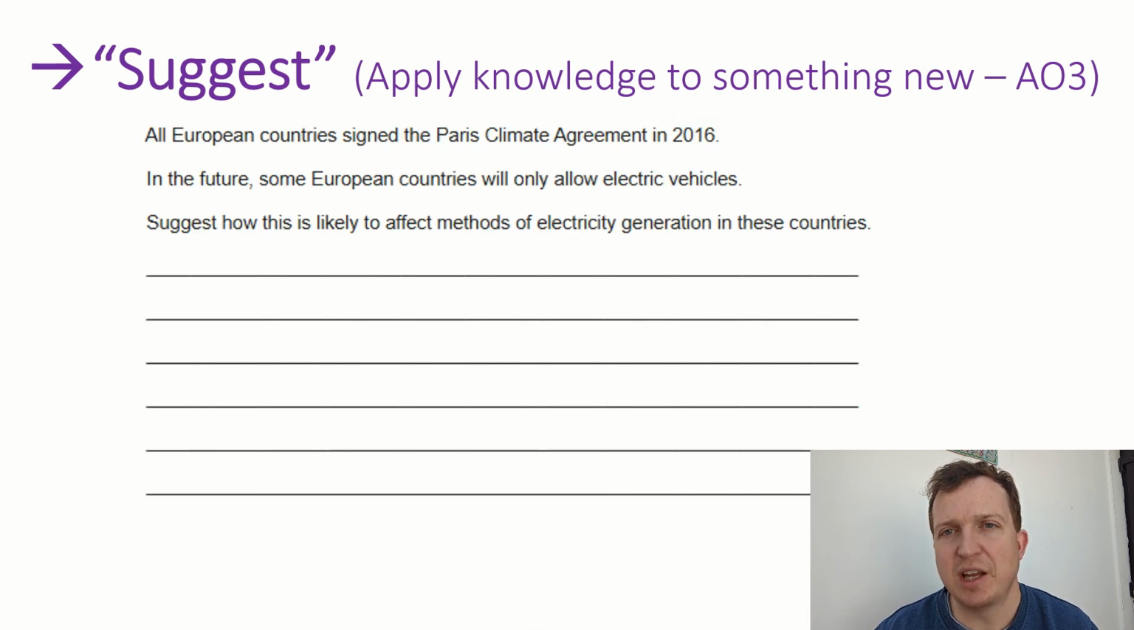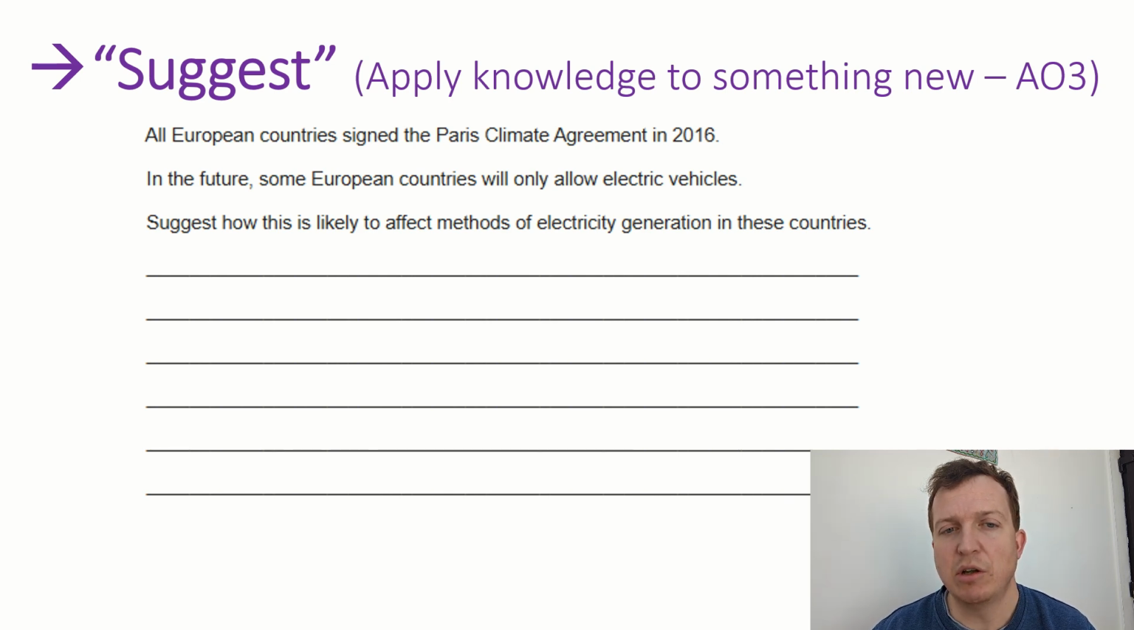Another one we've got for suggest, this is to do with climate change. This could be on biology, chemistry or physics. So you've got a Paris climate agreement saying in the future some European countries will only allow electric vehicles. Suggest how this will affect the methods of electricity generation. So affecting doesn't say whether it's going to increase or decrease, it just says what is going to happen to them.